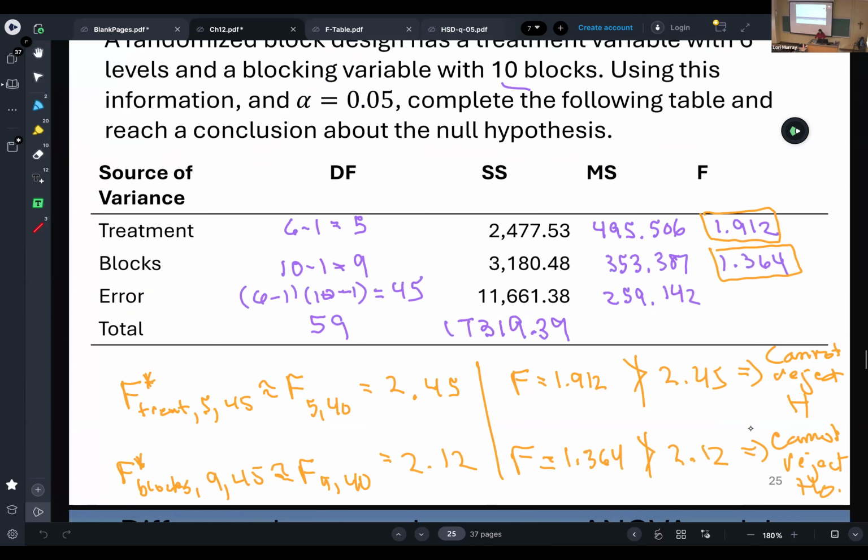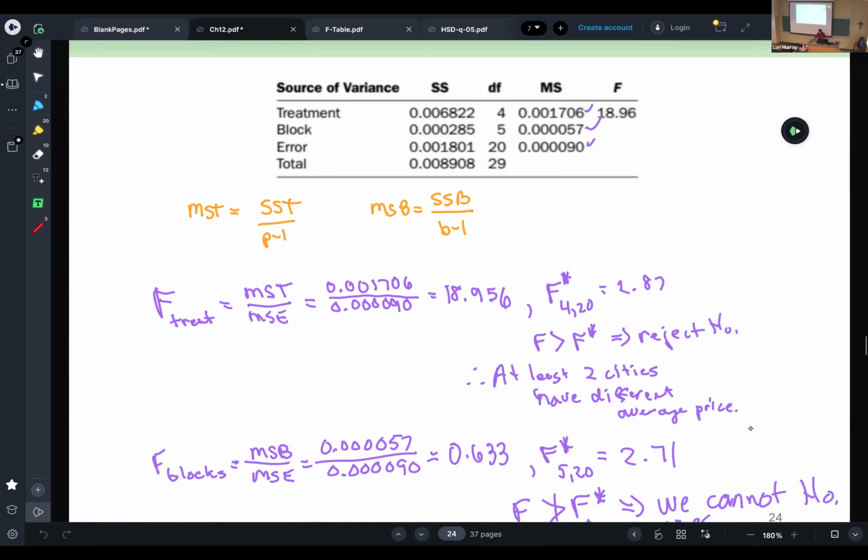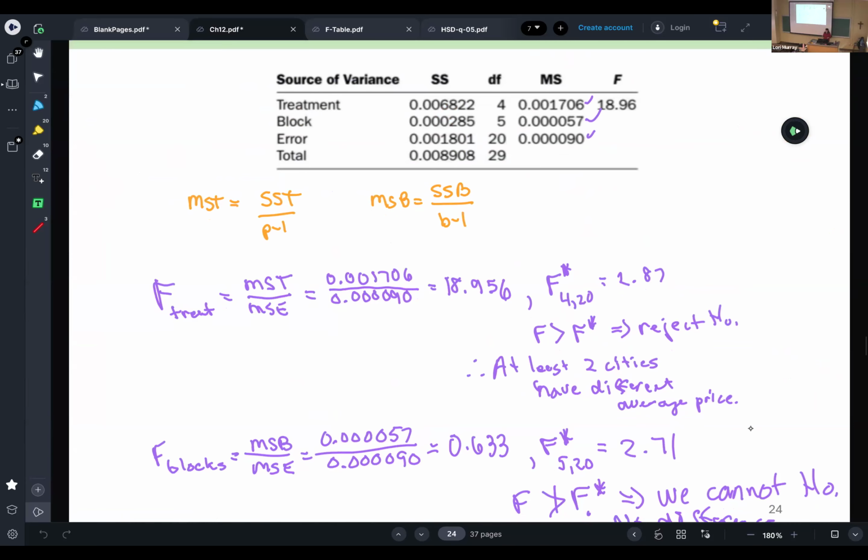Right. So for example, we go back to the gasoline prices, we could just ignore the blocks. Let's say we don't care about the brands. We just want the treatments. The treatments would just be equal to the sum. If you just wanted to make it a one-way analysis, you would add the sum of the squares of the blocks and the errors, and it would all become the error. And then you divide by the degrees of freedom and you get a new mean square error.